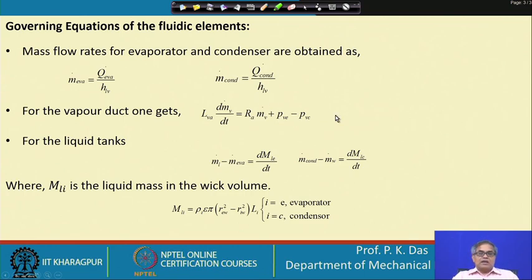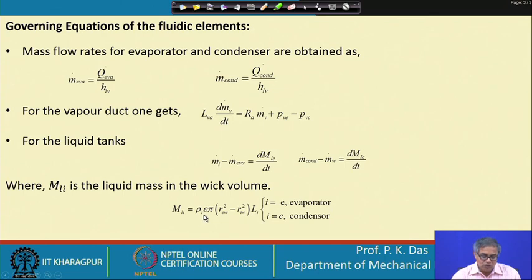And then there are ducts. We have conceptualized a duct which is carrying the vapor. For that, some sort of a pipeline equation with resistance etcetera we will get like this. For liquid in tank we will get this kind of equation. There are 2 liquid tanks, one for evaporator and one for condenser, so we will get these 2 equations. MLI is the liquid mass in the wick volume. So, in the wick volume whatever liquid mass is there, that we can get.